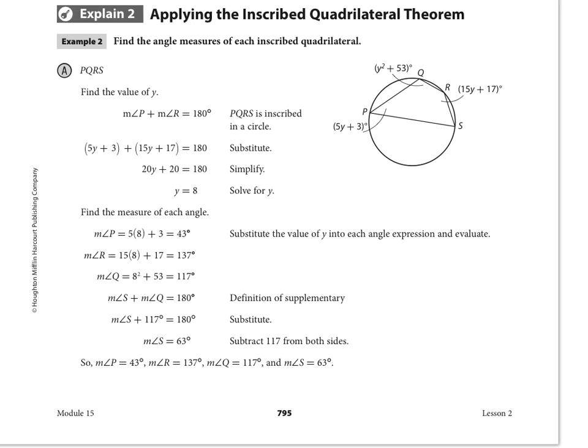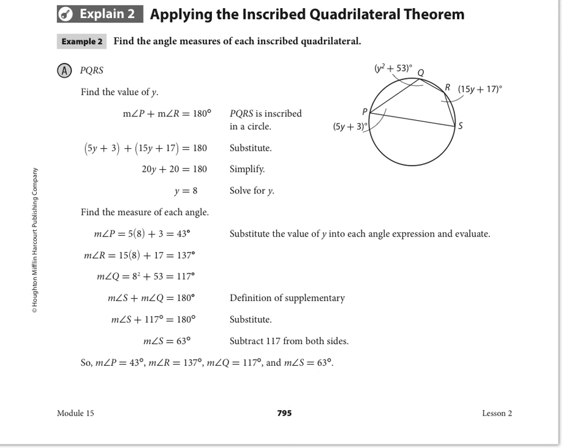We're going to substitute in the 8, so 8 squared plus 53 gives us 117. And notice we have no label for angle S, but we do know that angle S and angle Q are opposite angles in that diagram, and therefore they're supplementary. So the 117 that I know plus the S that I don't know has to add up to 180. Do a quick subtraction there, and we get 63.